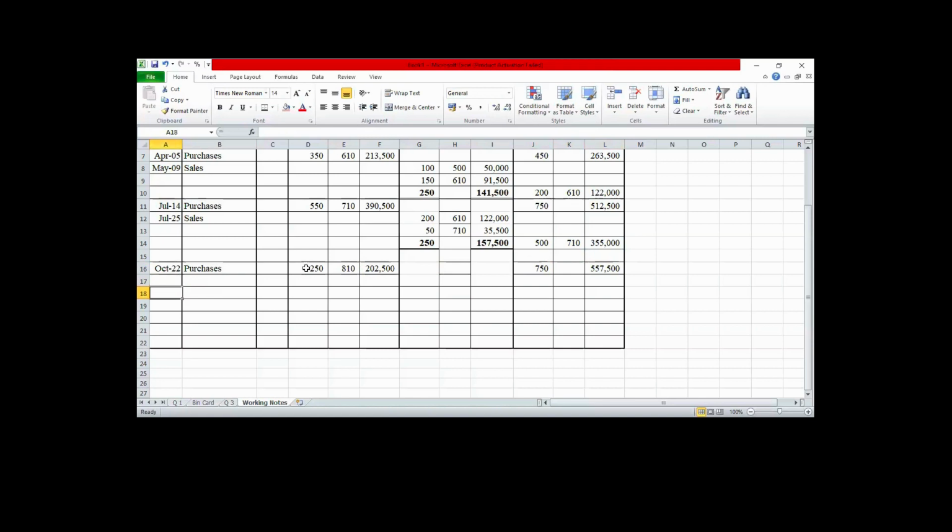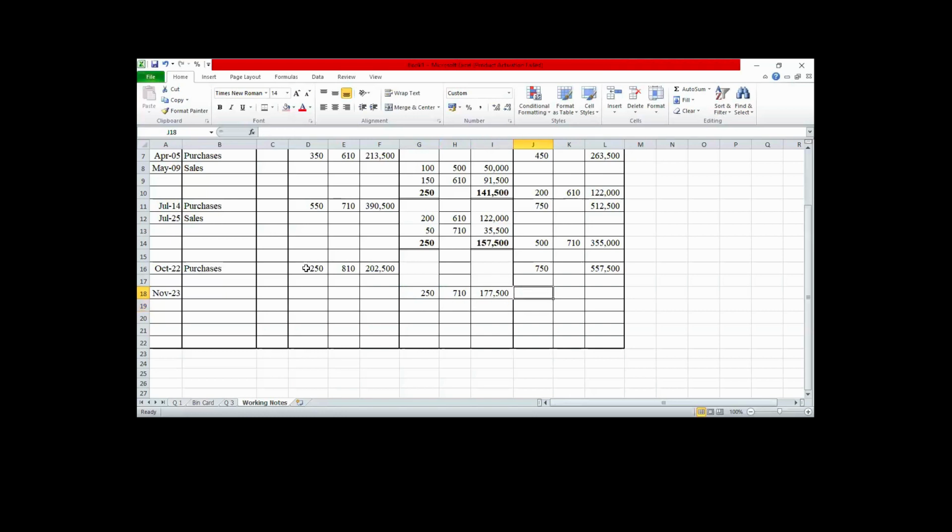We have November 23rd. Purchase or issue? Issued. How much do we issue out? 250, sir. If we issue out 250, we are going to issue that from where? From the old stock of 500. 250 at 710, straight away. Then the value will be... Can you see it? Yes, sir.